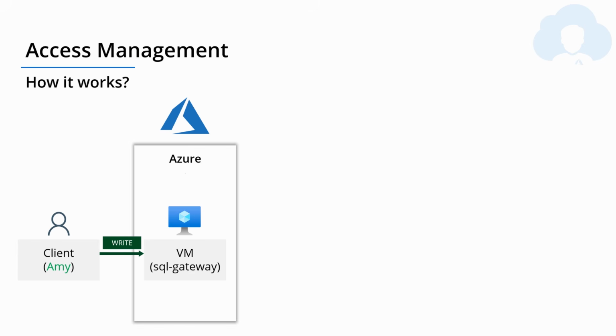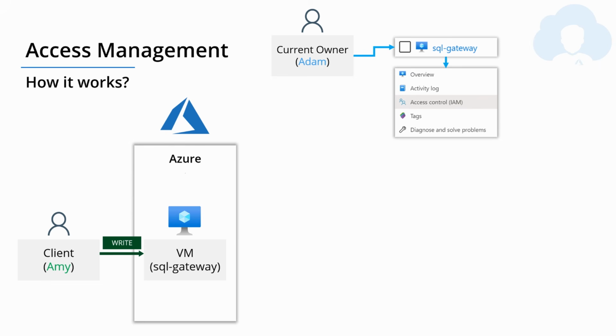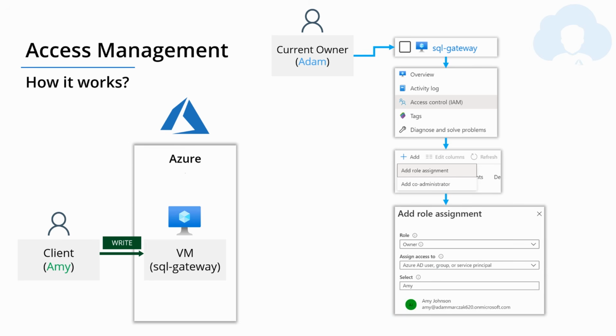To perform this action, Amy has to have proper privileges on that virtual machine. And to do that, a current owner, let's call him Adam, needs to go to that SQL Gateway virtual machine in Azure portal, select Access and Control Blade, add a new role assignment. Inside of that role assignment, he needs to select two things.